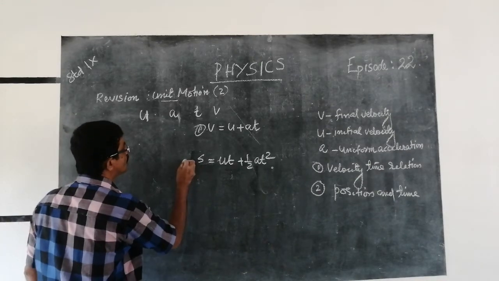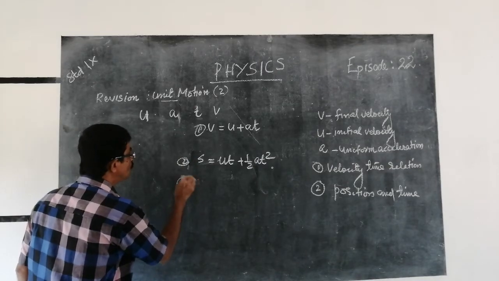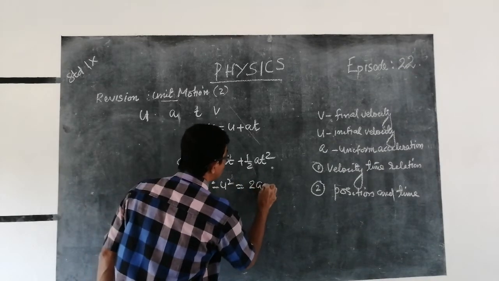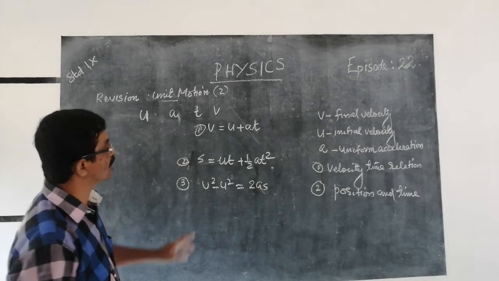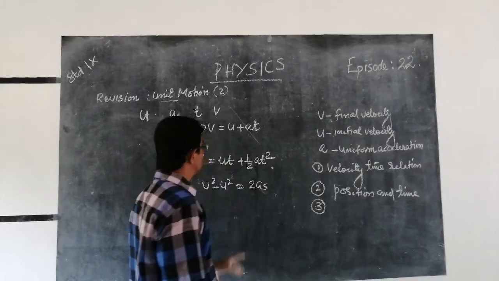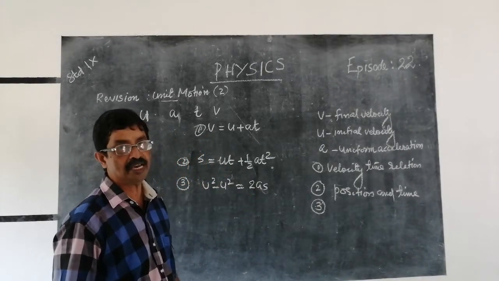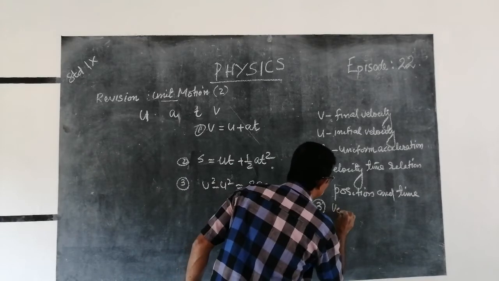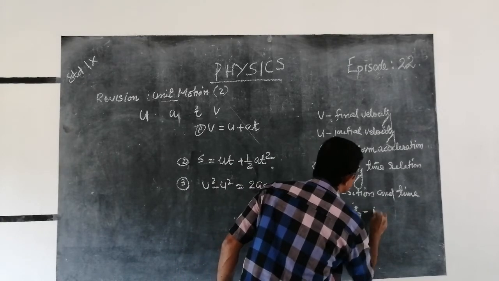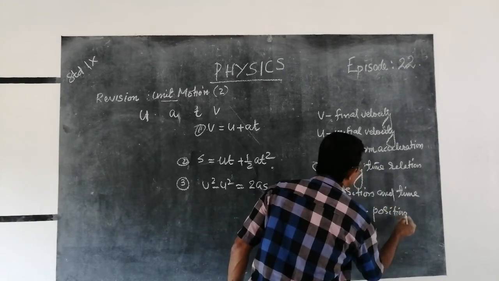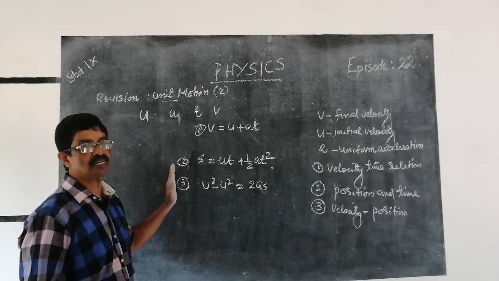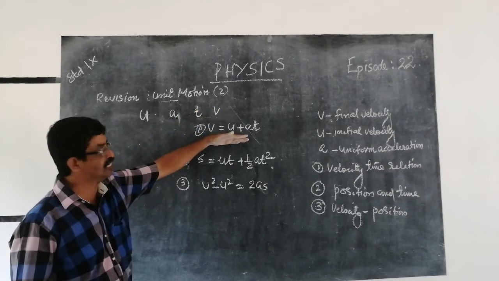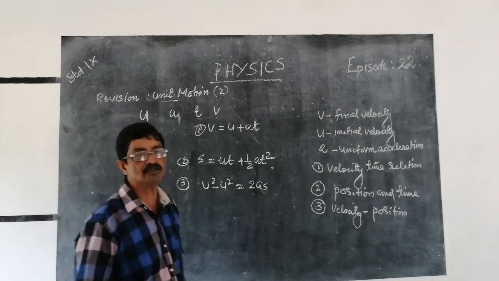Then another relation is this. The second one is the position time relation, and the third one is v square minus u square is equal to 2as. This is the relation connecting velocity and position. These are the three equations of motion: v equal to u plus at, s equal to ut plus half at square, and v square minus u square is equal to 2as.